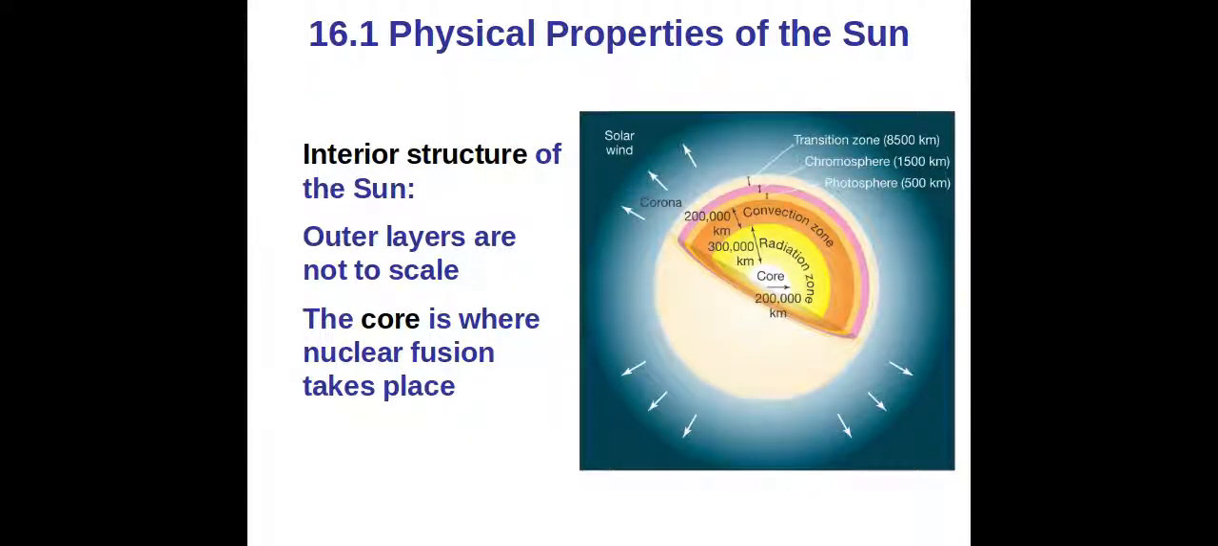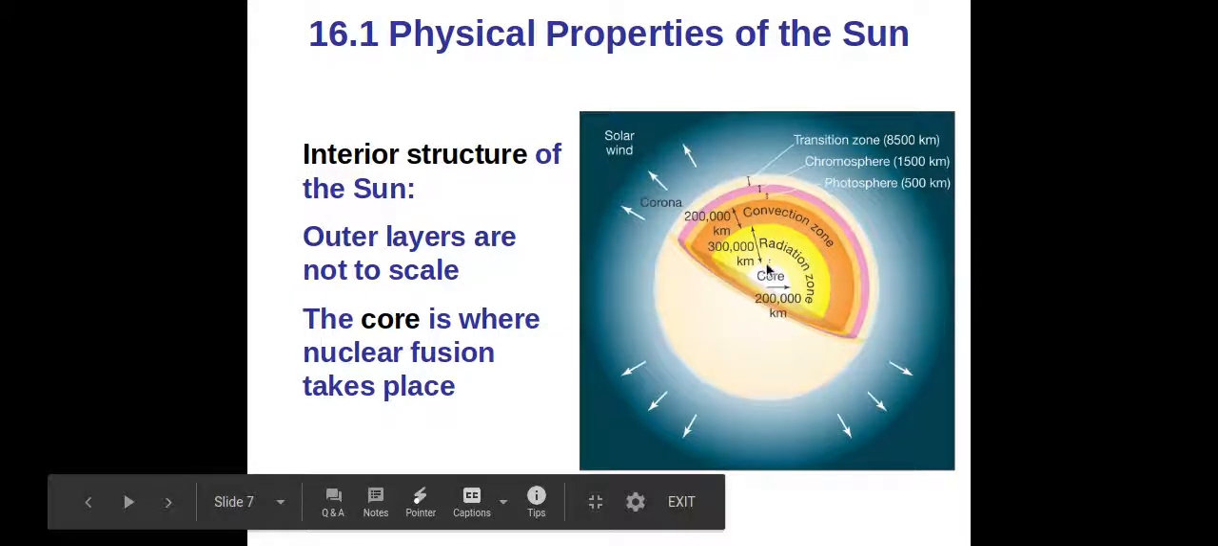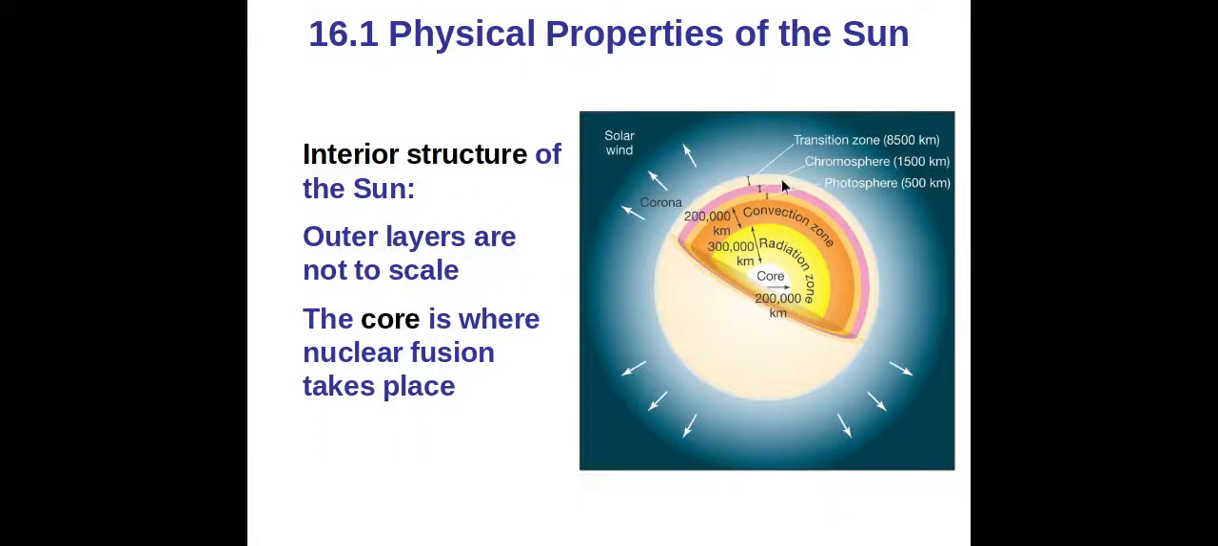As far as the interior structure goes, the core is where nuclear fusion happens. Nuclear fusion is where we fuse hydrogen into helium. And that's what really powers the sun and all the rest of the stars. Outside of that, we have the radiation zone and then the convection zone. And then we have smaller layers: the photosphere, chromosphere, transition zone. And then the corona is very, very large.